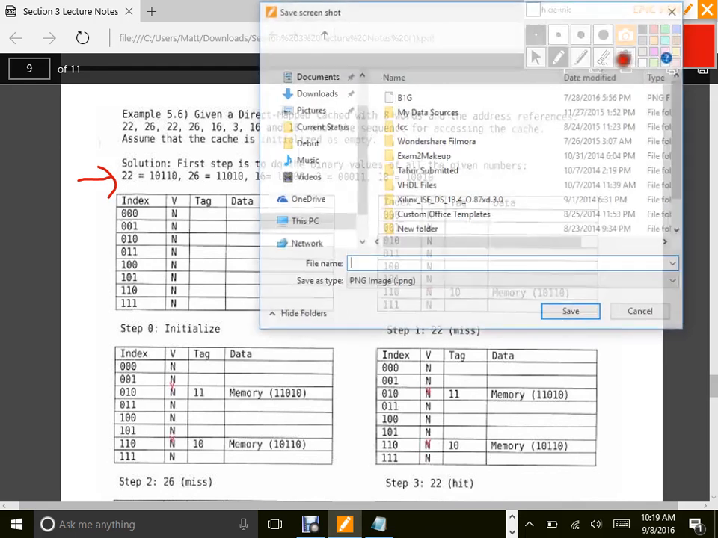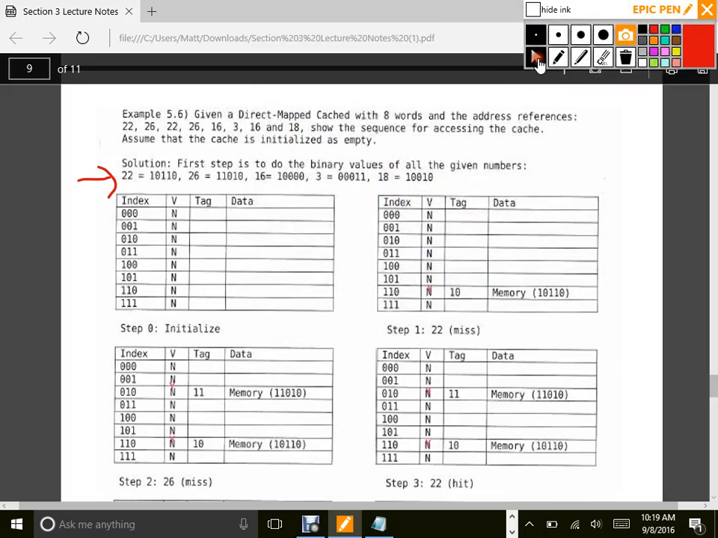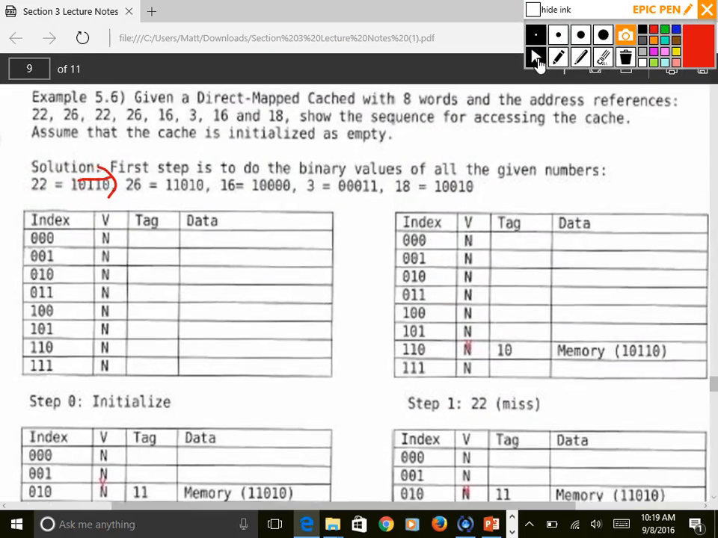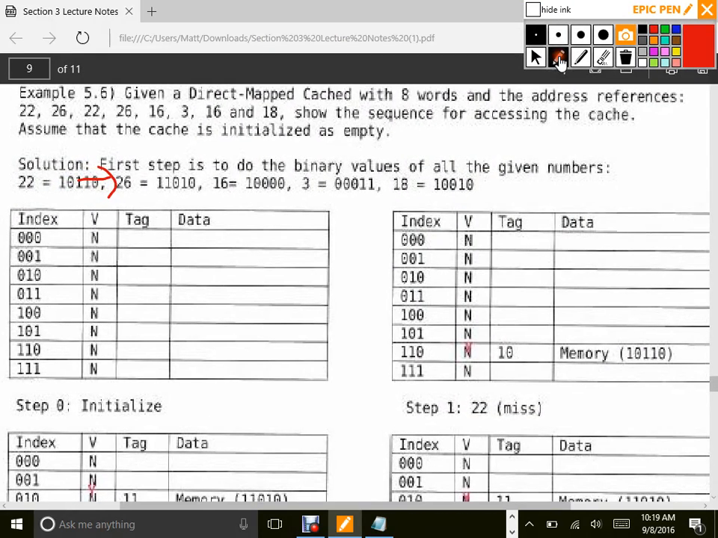In this case, let me zoom in so those of you in the back can see. So this is example 3.6.